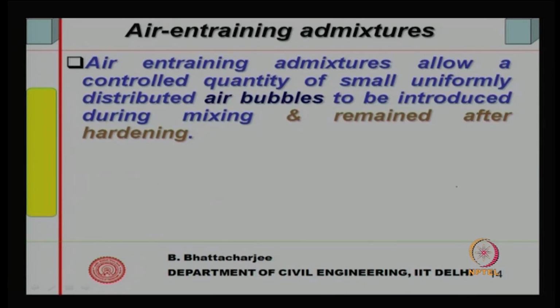So, essentially how do they act? They entrain air bubbles into the concrete, and these air bubbles in turn cause release of hydraulic pressure generated by frost action. We will explain this process in detail later on, but at the moment let us understand what these are.